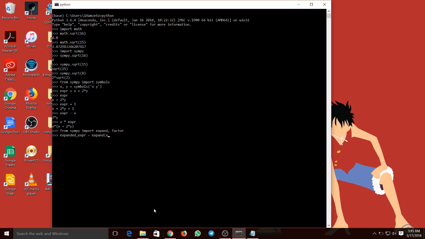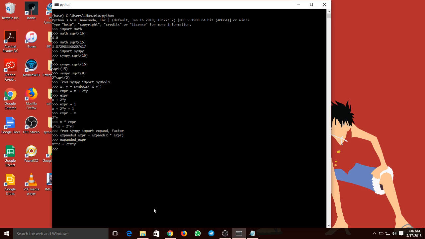So x multiplied by expr. You see, now that I've expanded it, it's no more outside the bracket. The x has already multiplied all through into the bracket.